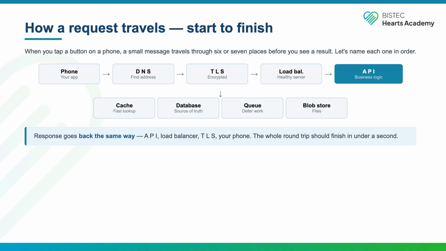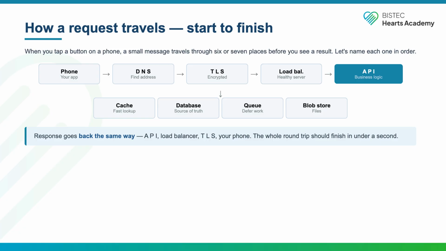Stop 1. DNS, the domain name system. Like a phone book. Your phone says, where is api.bookswap.lk, and DNS returns an IP address. Stop 2. TLS encryption. Once you have the address, you open a secure connection. TLS is the lock. Stop 3. The load balancer, the receptionist at the building's entrance. It picks one of many available servers behind it and routes your request there.